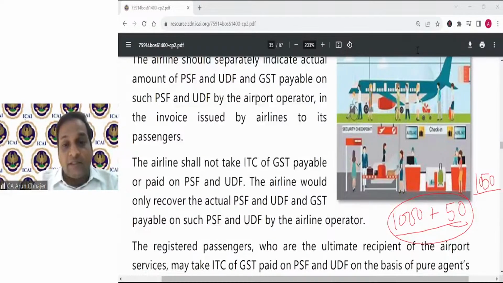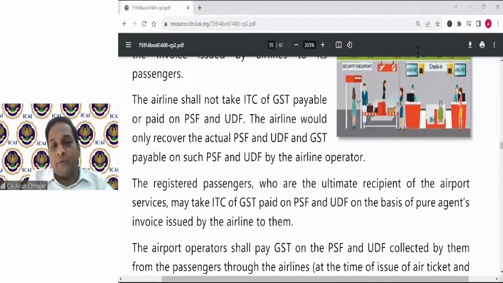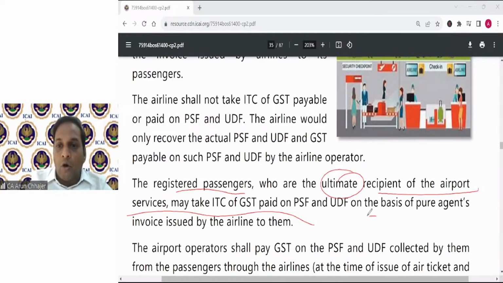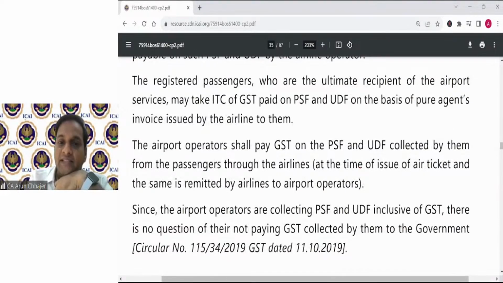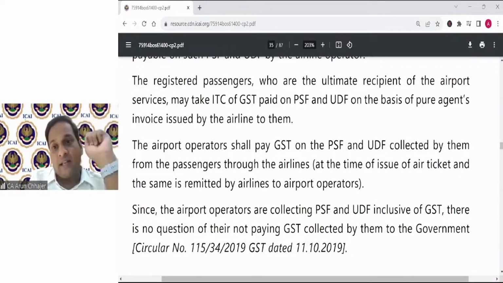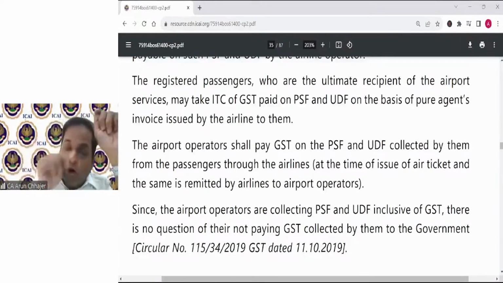The registered person who is the ultimate recipient of the airport service may take the ITC of the GST paid on the PSF and the UDF on the basis of the pure agent invoice issued by the airlines to them. The airport operator shall pay the GST on the PSF and UDF collected by them from the passenger through the airline. At the time of issuing the air ticket, same is remitted by the airline to the operator.